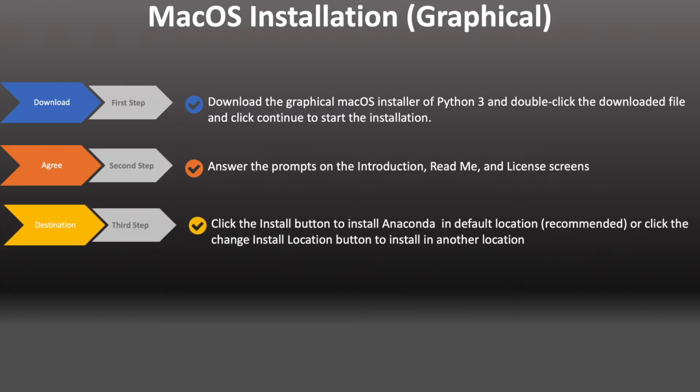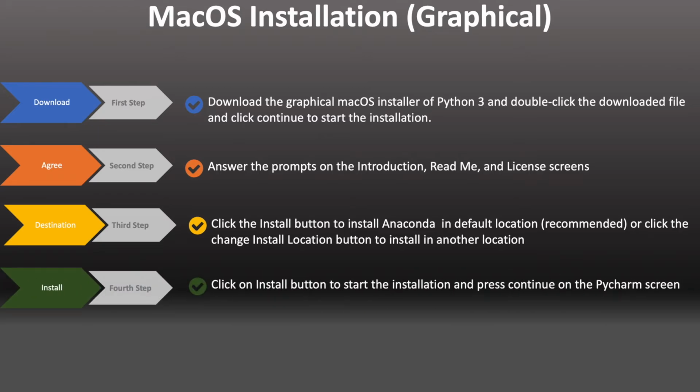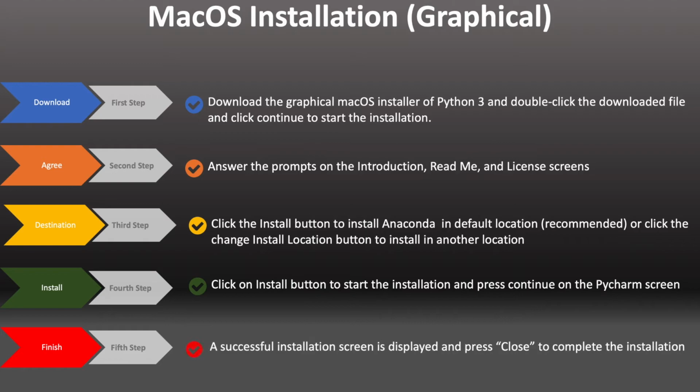The third step would be to click the install button to install Anaconda in the default location, and that is what is recommended. Or you can also click the change install location button to install in another location. The fourth step would be to click on the install button to start the installation and press continue on the PyCharm screen. The final step is that after successful installation, the screen will display a message and you can close the screen to complete the installation.